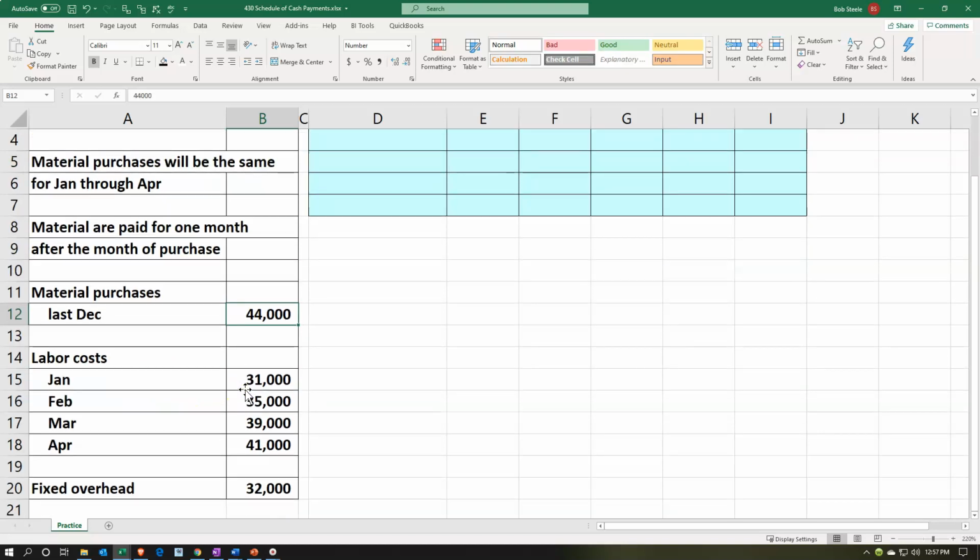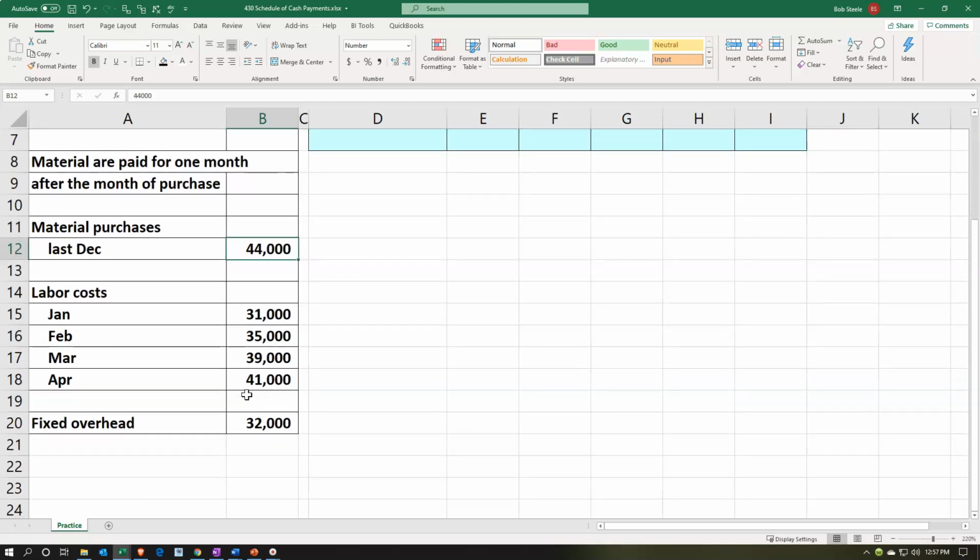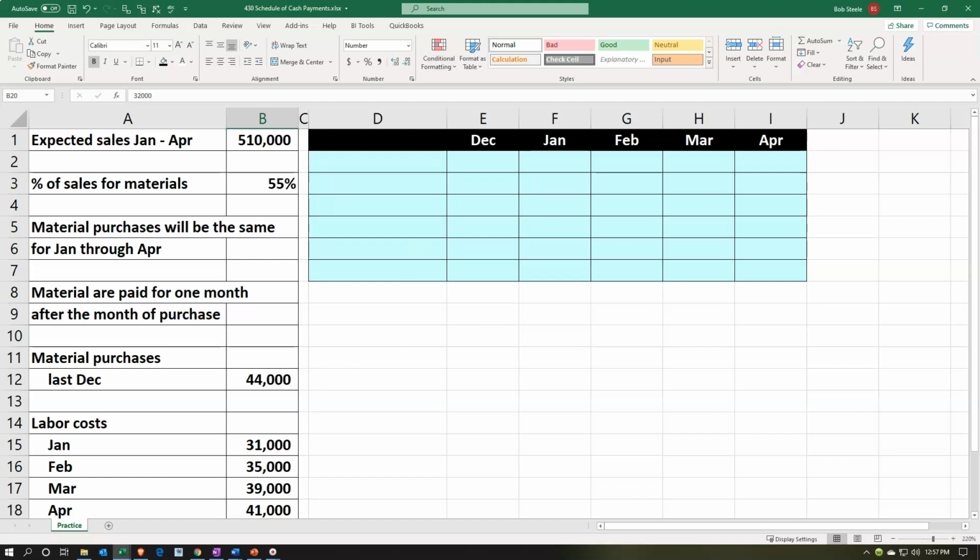Then we're going to take a look at the labor costs. The labor costs we're going to assume are actually paid in the same period that they were incurred. And then we have the fixed overhead also assuming that we're going to have the cash flow happening at the same point in time that they occur here. So let's take a look at this.